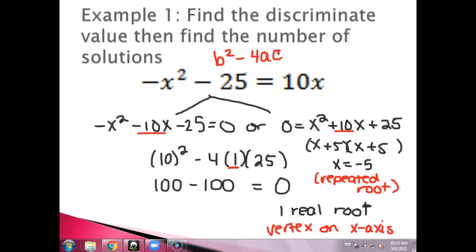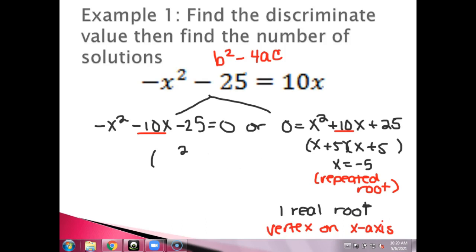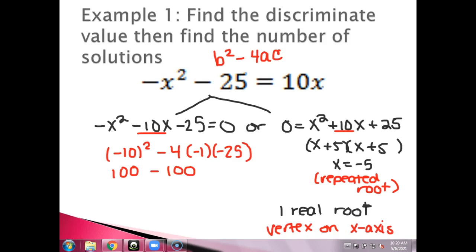Yeah, Colton, what's up? I didn't see the ac part. I got thrown off. Did you do it with the negative 10 and the negative 25? I think I missed something. Yep. So if you do it with the negatives, let's go through and do it that way. Negative 10 squared is a positive 100. And then a negative times a negative times a negative. Did you forget the negative 1? Yeah, I did.